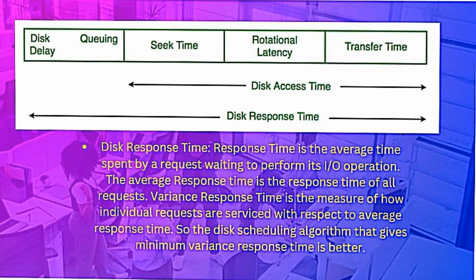Next, disk response time. Response time is the average time spent by a request waiting to perform its input-output operation. The average response time is the response time of all requests. Variance of response time is the measure of how individual requests are serviced with respect to the average response time. So the disk scheduling algorithm that gives minimum variance of response time is better.